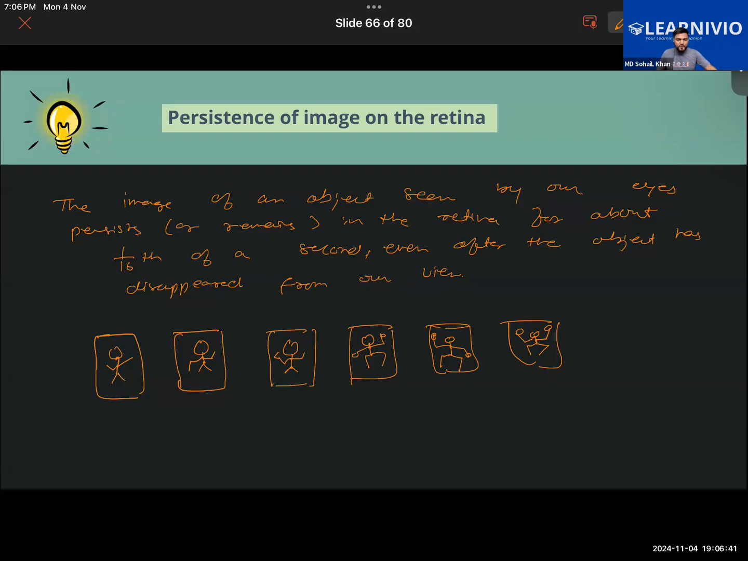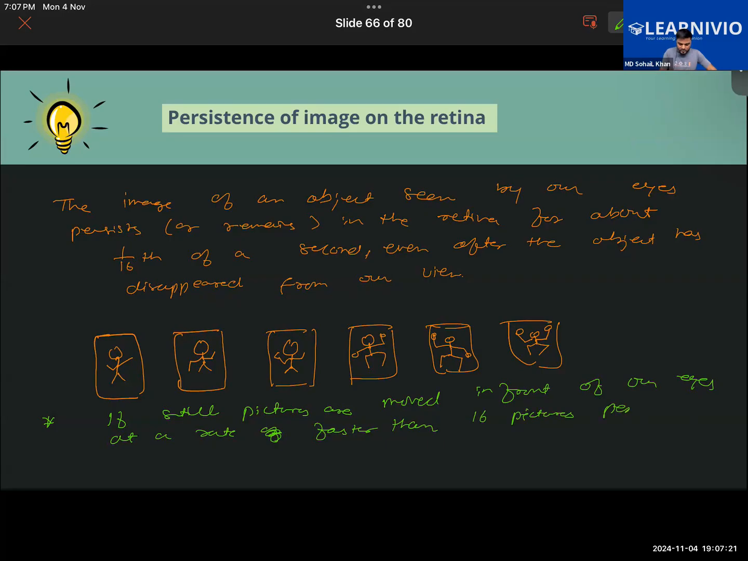So that is one thing. Okay, so the important thing to be noted down is that, particularly how we are able to watch the movies in the cinema hall, if still pictures are moved in front of our eyes at a rate faster than 16 pictures per second, then I will perceive the image as moving. Hope that much should be clear.